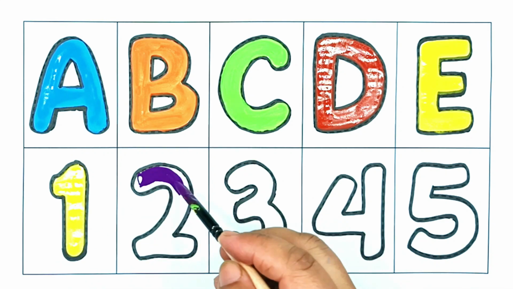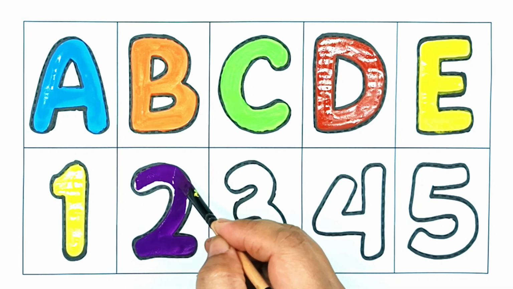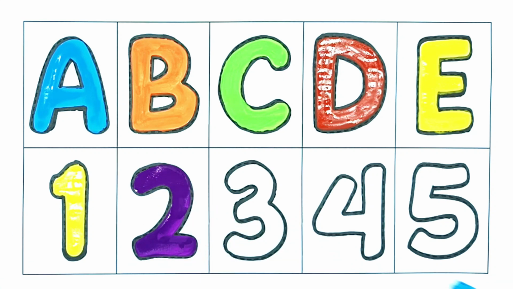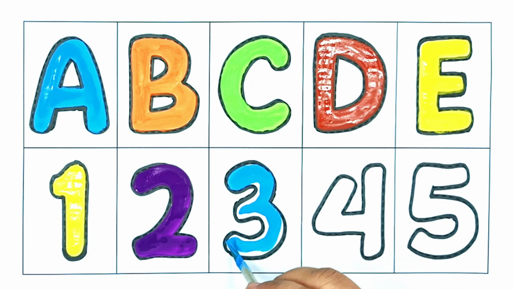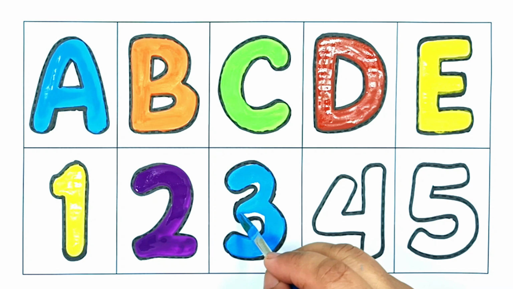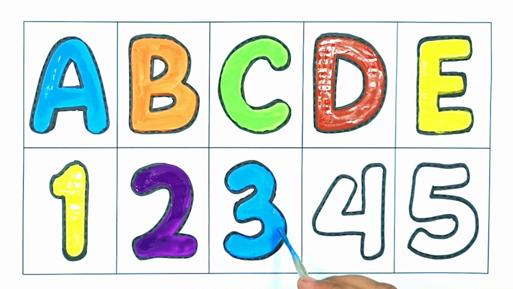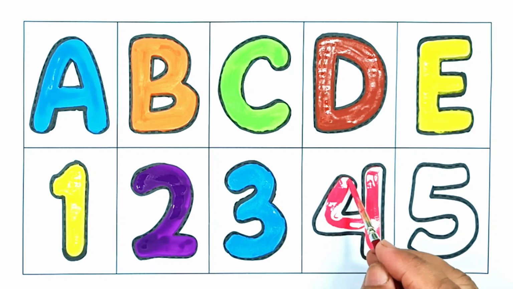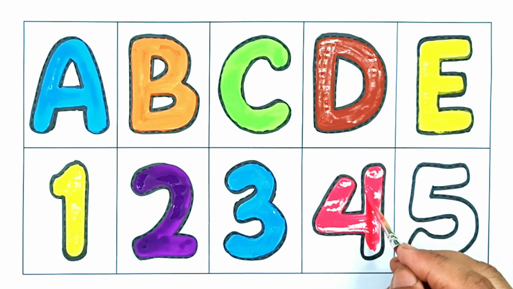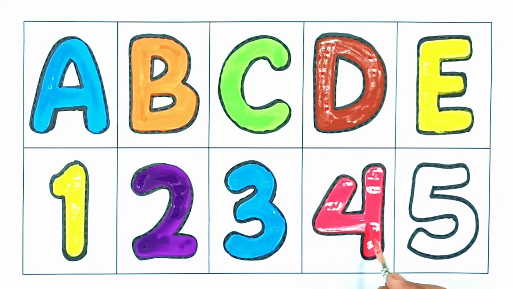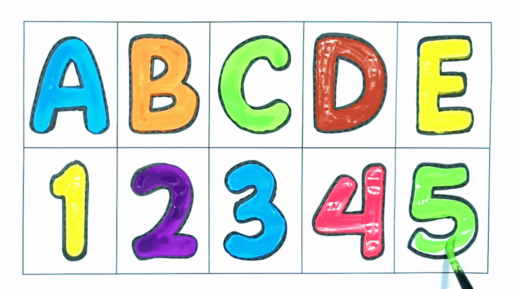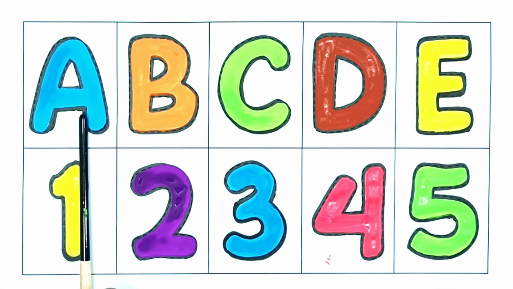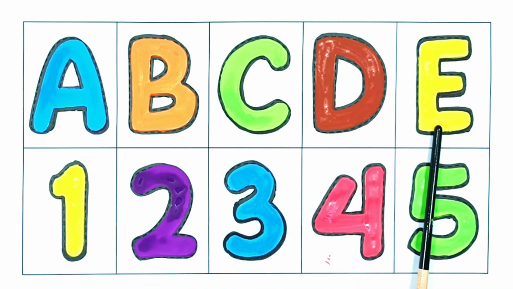1, 1, 2, 2, 3, 3, 4, 4, 5, 5. A, B, C, D, E. 1, 2, 3, 4, 5.